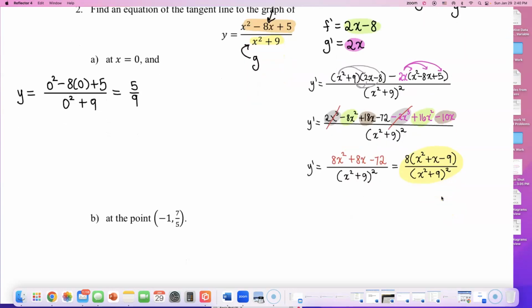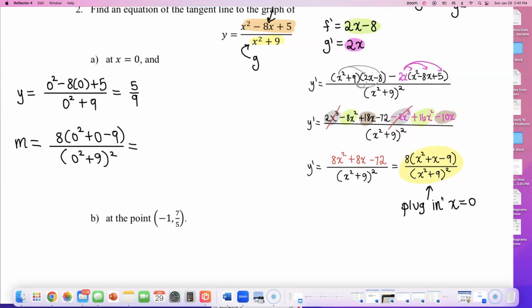Now, for the slope, you don't plug the x into the original function, but you plug it into the derivative function. So here, you're going to plug in x equals 0. Okay, that's how you find the slope. So if you want the slope, find the derivative and plug in the x value they gave you. Okay, so that's going to be 8 parentheses 0 squared plus 0 minus 9 inside the parentheses. And the denominator, I'll get 0 squared plus 9 squared.